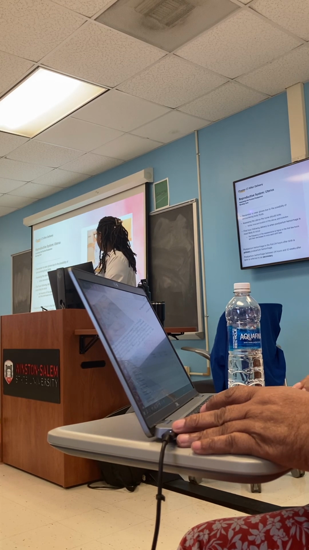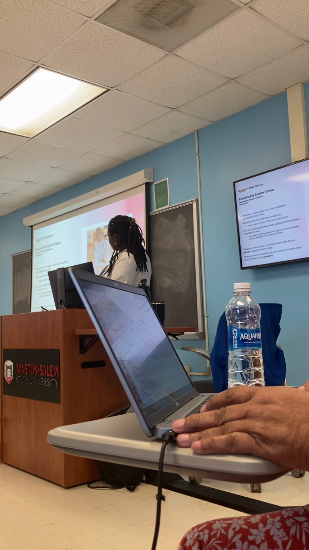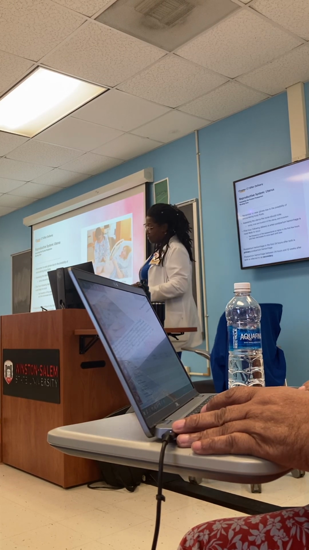Postpartum hemorrhage in the first 24 hours after birth would be primary postpartum hemorrhage, and then between 24 hours and 12 weeks after is secondary.